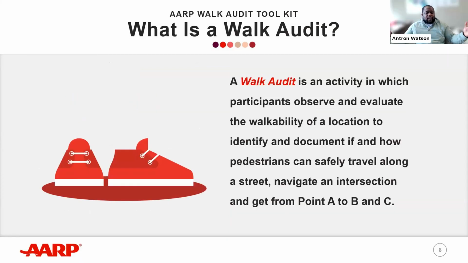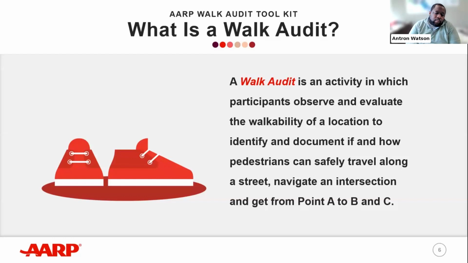So I guess that brings us to the big question. What is a walk audit? A walk audit is an activity in which participants observe and evaluate the walkability of a location to identify and document if and how pedestrians can safely travel along a street, navigate an intersection, and get from point A to B and C and so on. The AARP Walk Audit Toolkit, which we'll share later in the presentation, provides community leaders and residents with a roadmap to gather information and observations, and then advocate for solutions to make streets safer for all users.